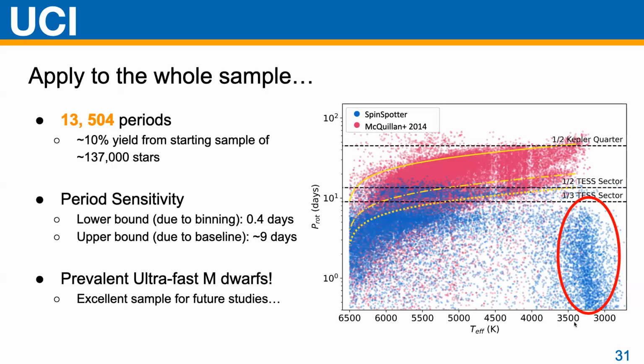We also see that there's this whole population of fast-rotating M dwarfs that Kepler didn't pick up. This has to do with both TESS's redder bandpass being better for M dwarfs, and also the way that the input catalogs were built for the two survey strategies. For Kepler, it excluded a lot of these M dwarfs. So we're getting this whole new population of really interesting fast rotators that we've never really been able to study in detail before.